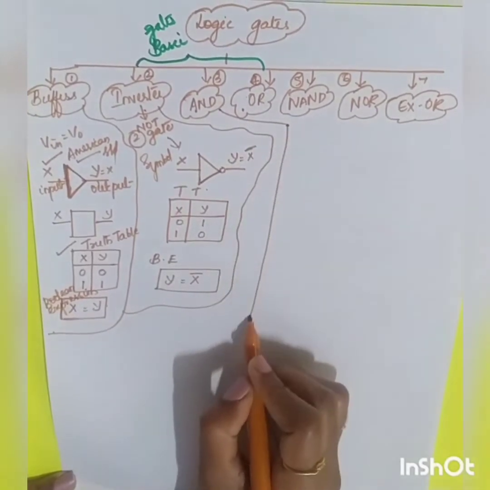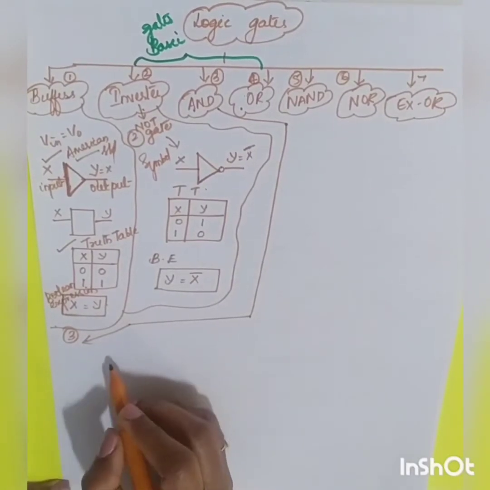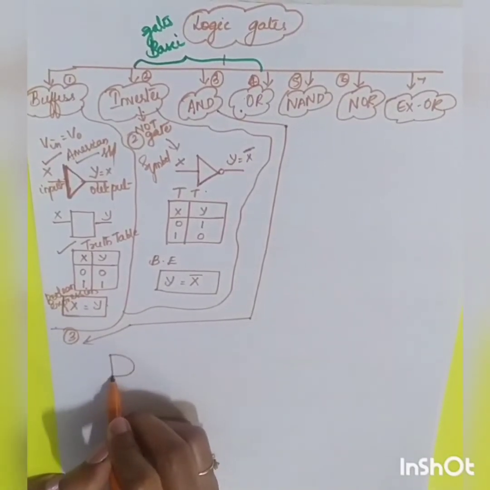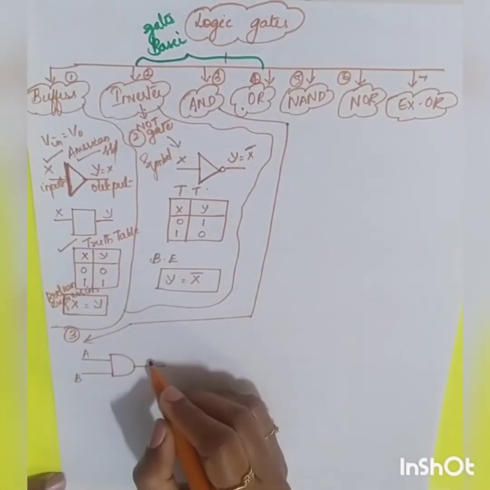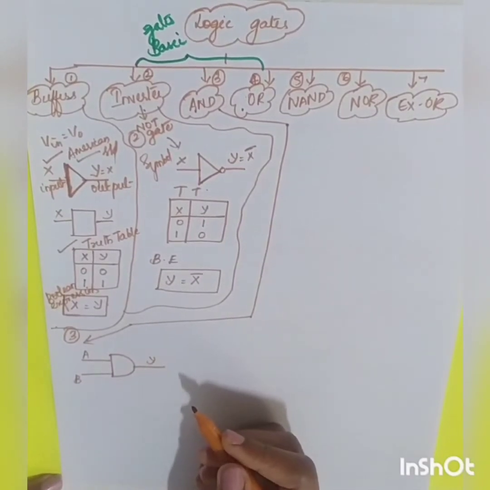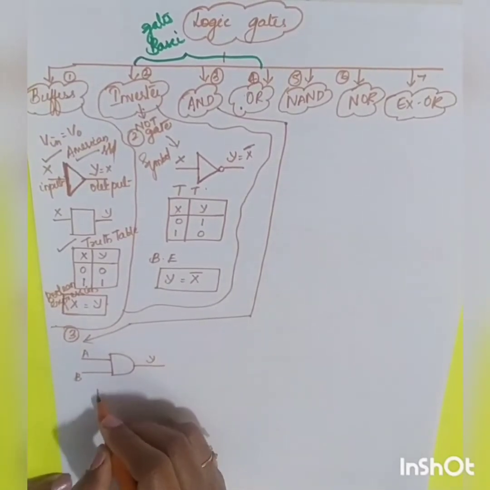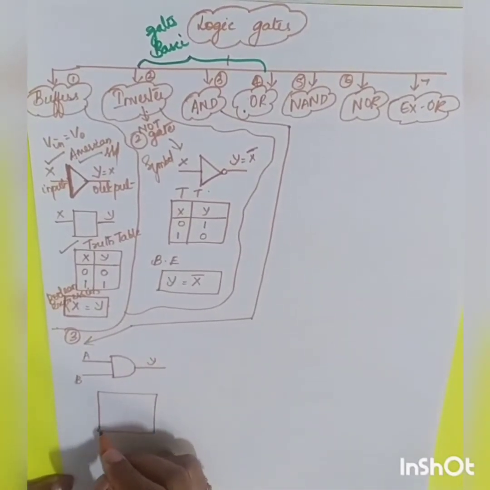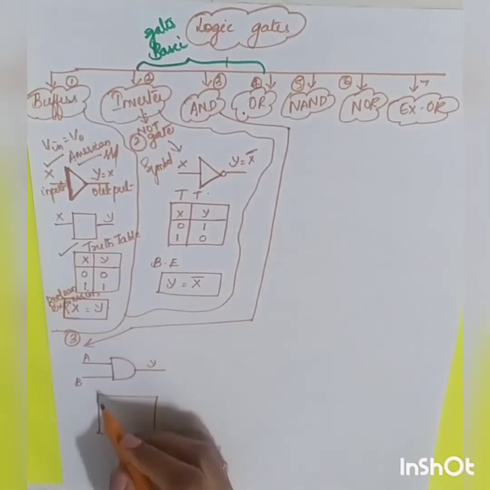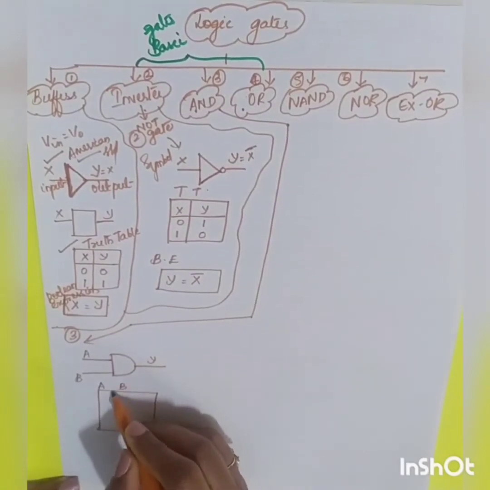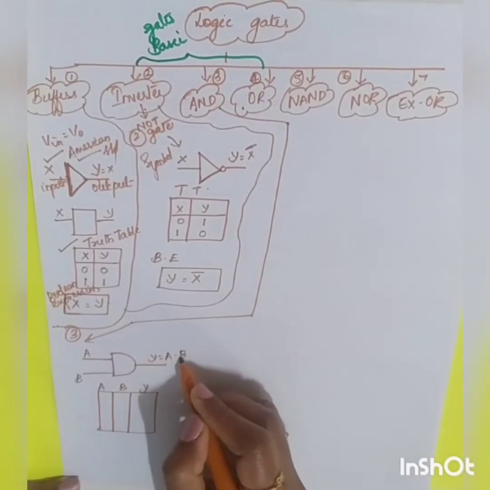The third gate is called your AND gate. The AND gate is given by a symbol which consists of two inputs and one output. A, B will be your input and Y is your output. AND means it is just like multiplication. The inputs can be more than two, but in this case I am taking two inputs, A, B. Now what will be Y? Y will be equal to A dot B, or A multiplied by B.